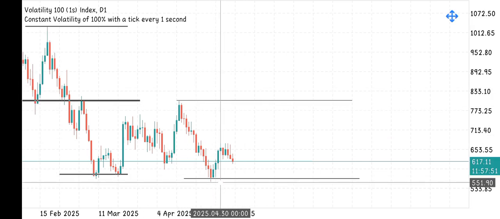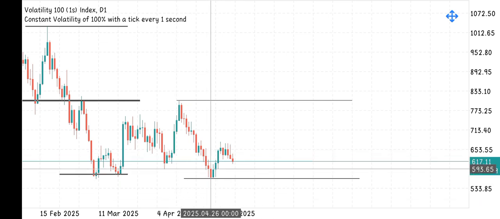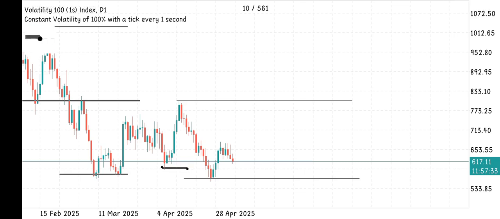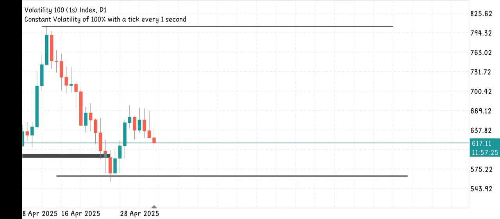Okay, now having this, we said that market trade from liquidity to liquidity, and we said that it starts either from the internal into the external or the external to the internal. Okay, after having that, we had a break of market structure here. We had a break of market structure here. Now it doesn't stop there. There are many things that we have to pay attention to.